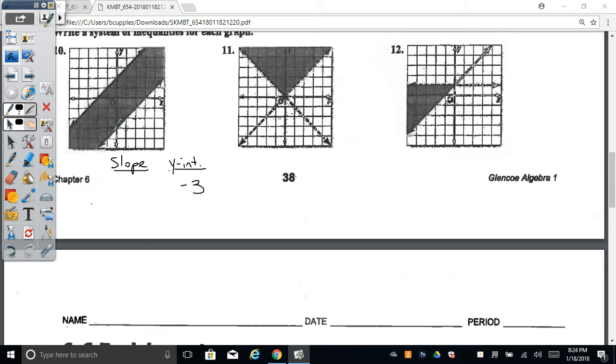Okay? Now my slope is up 1 over 1. Up 1 over 1. So that is a positive slope. So I get x, or plus 1.